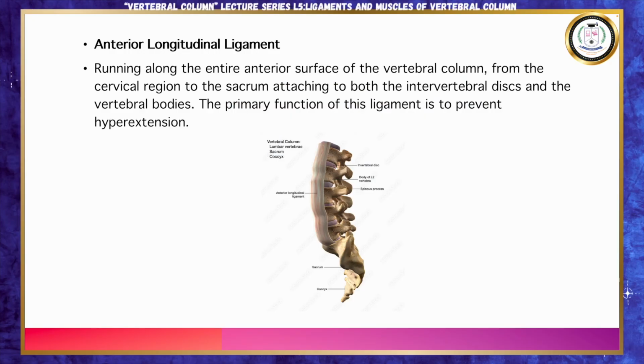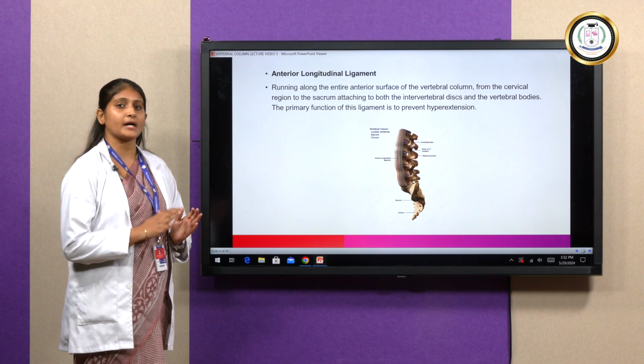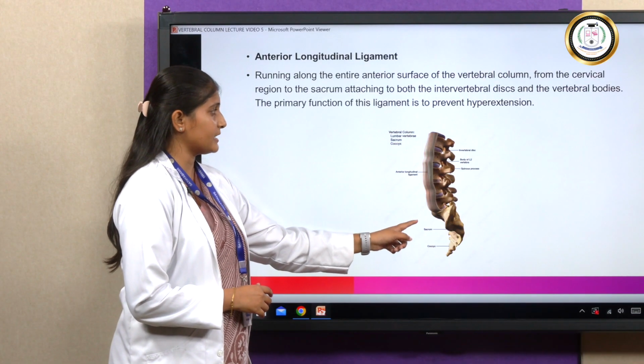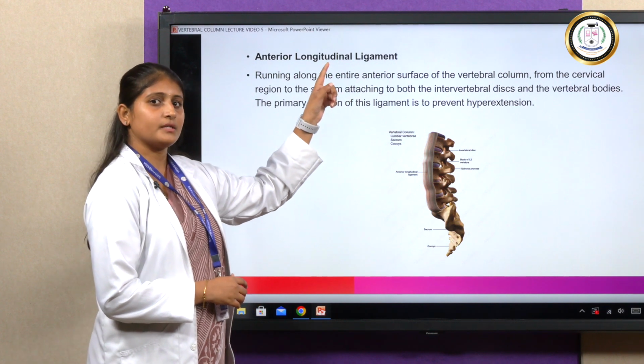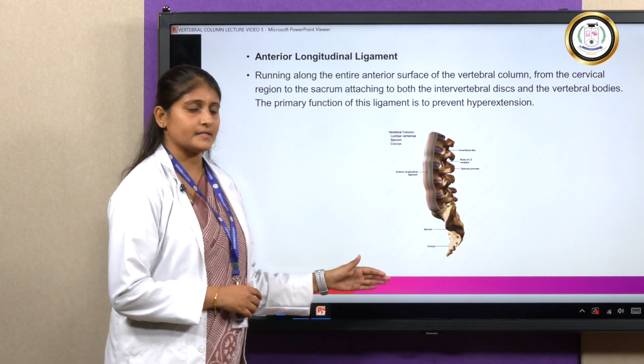First we'll see the anterior longitudinal ligament, which runs along the entire anterior surface of the vertebral column from the cervical region to the sacrum, attaching to both the intervertebral disc and the vertebral bodies. The primary function of this ligament is to prevent hyperextension. So this is the anterior longitudinal ligament, which runs from the cervical till the sacral region throughout the anterior segment.